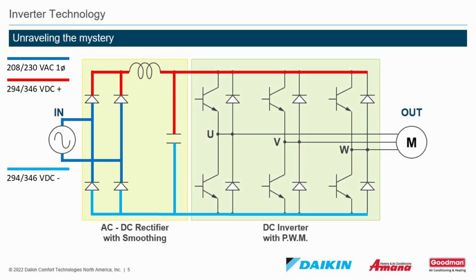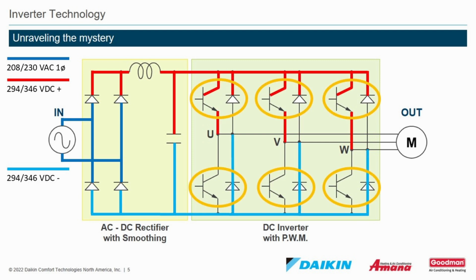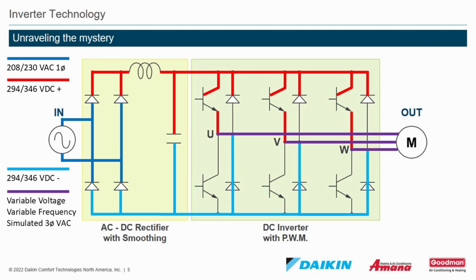The DC voltage then enters the DC inverter that uses pulse width modulation to create a simulated AC sine wave at variable frequencies. The simulated AC sine wave is created by 6 insulated gate bipolar transistors, or IGBTs. The simulated AC voltage is used to operate the 3-phase AC compressor motor. This is done to give the system the ability to run that 3-phase compressor at not just 60 Hz, which 3-phase incoming AC would provide, but vary that frequency in order to vary the speed of the compressor.